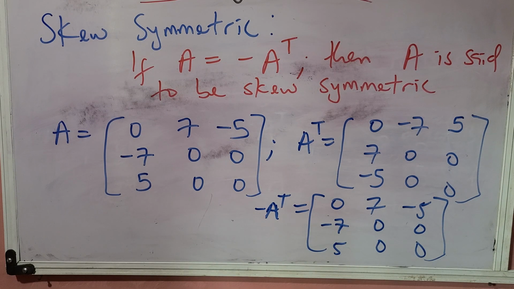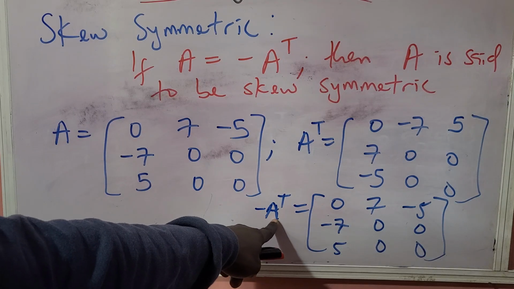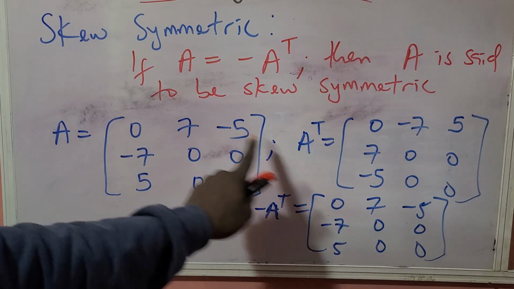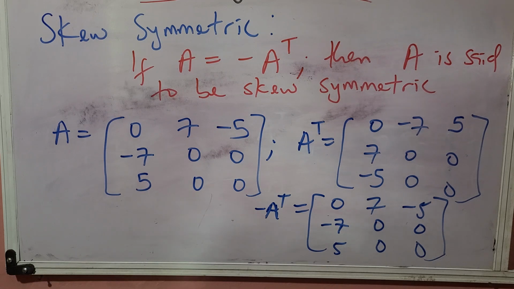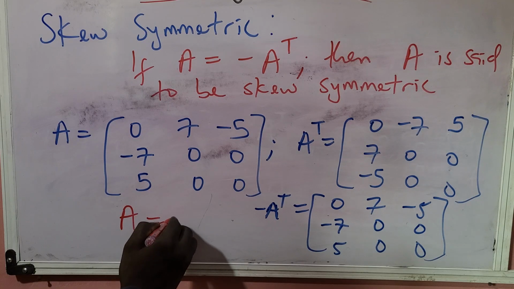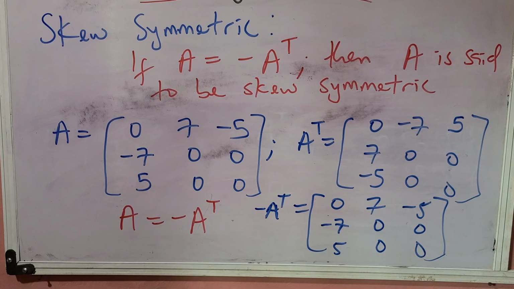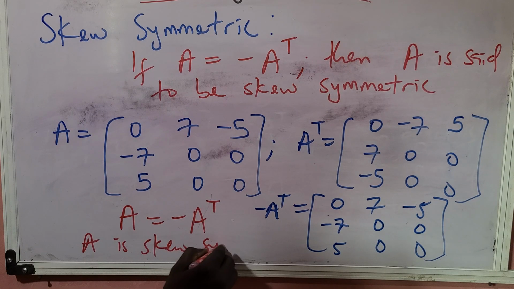So what then do you notice? If you check this out, you would see that A here equals minus A transpose. You can see 0, 0, 7, 7, minus 5, minus 5, minus 7, minus 7, 0, 0, 0, then 5, 5. We can conclude that A is equal to minus A transpose. And this is the condition to be fulfilled for us to define a matrix as being skew-symmetric. So therefore, we can conclude that matrix A is skew-symmetric.